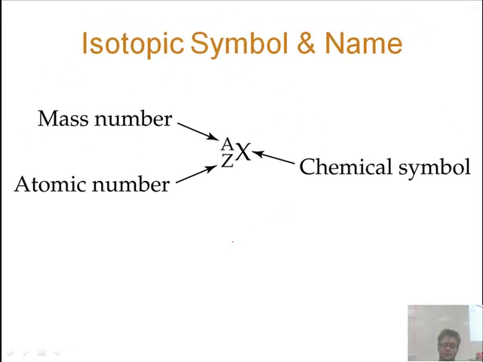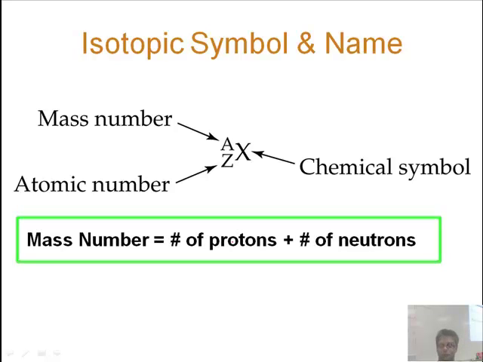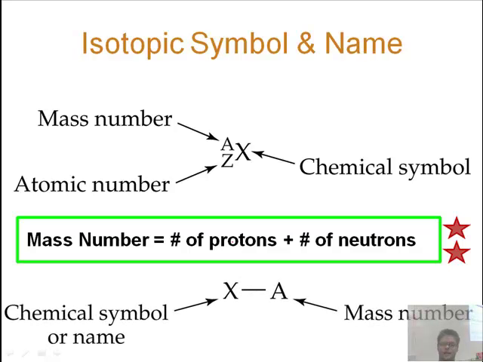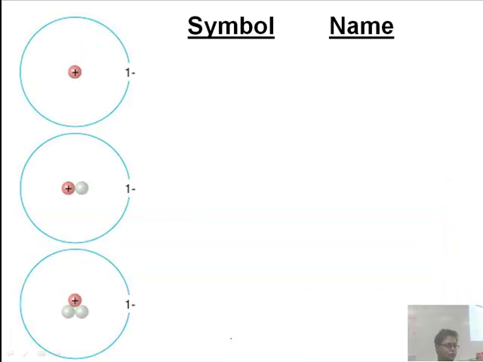So, isotopic symbol and name. You have the mass number, the atomic number, and the chemical symbol, like we've seen. Mass number equals the number of protons plus the number of neutrons. And the chemical symbol or name, you take that and you add the mass number to it. You put a dash in with the mass number, so this would be how to show its name. So if you had carbon 12, it'd be carbon-12. That's another way of writing it if you don't write out the whole symbol.